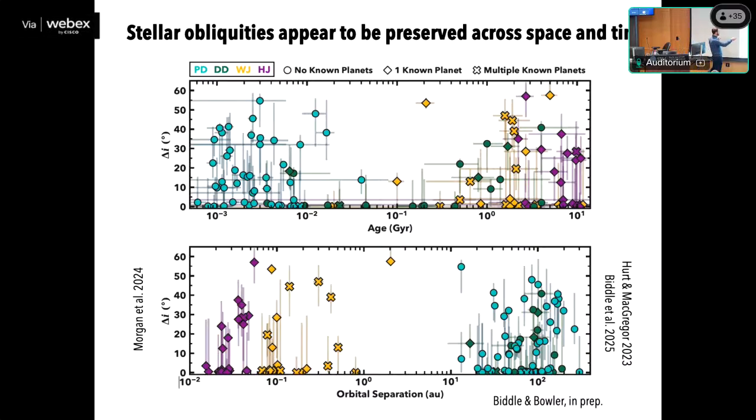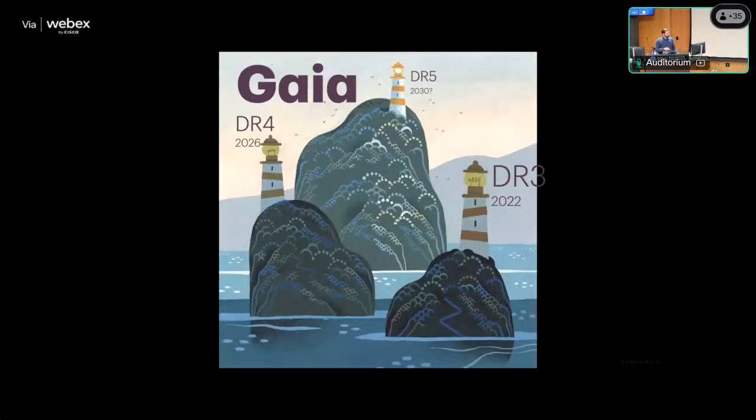You can see that there's a lack of intermediate age systems and intermediate separation systems. And I think Gaia DR4 is going to clean this up really nicely. OK, which brings me to Gaia DR4.